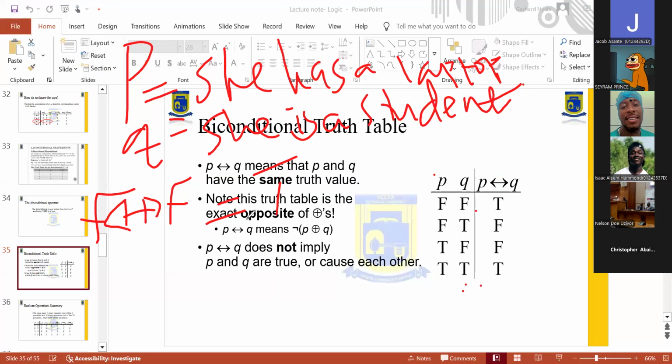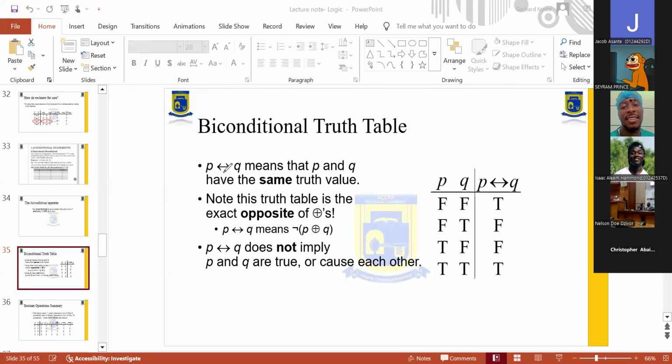All right. So that is for a biconditional statement. Okay. That is for a biconditional statement. Identicals are what? True.